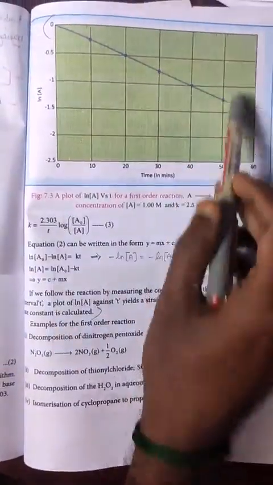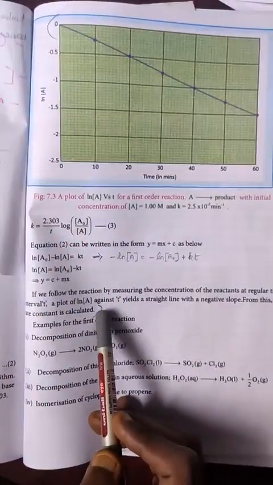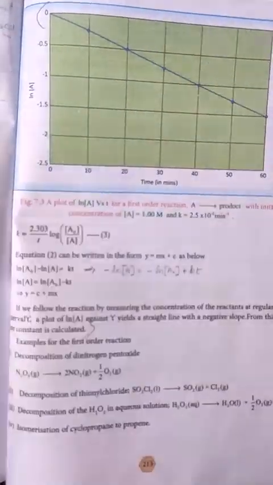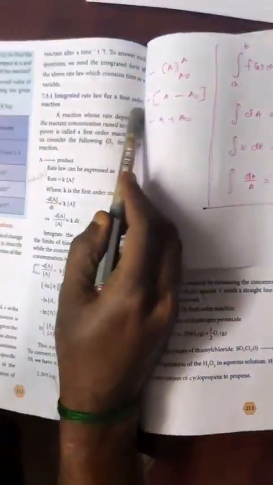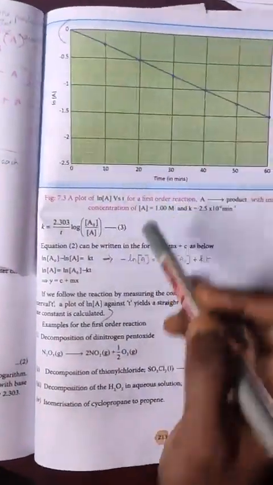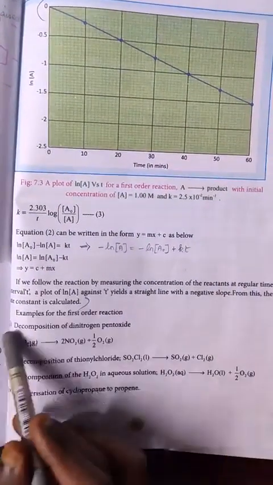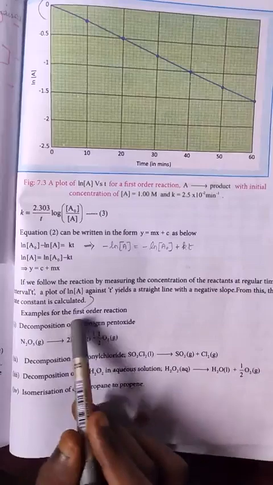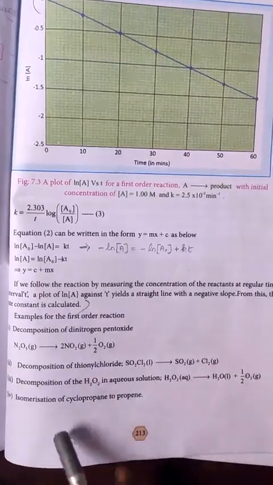Graphical form means you have to draw this graph from here to here. Graphical form of first order means from here to here. If they ask us integrated rate law for first order, you have to derive fully from here and draw the graph, and up to here you have to write. And below this we have one more important question, examples for first order reaction. Learn all the 4 examples.